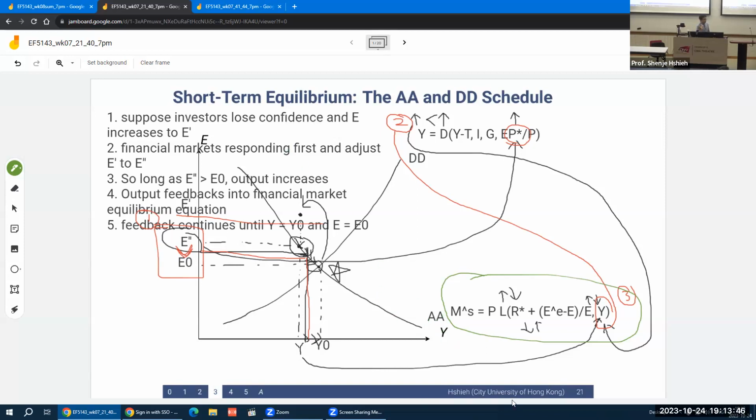We're using the AA schedule and the DD schedule in this fashion because we want to understand the relationship between E and Y. This is what we're plotting against. We want to know how E can affect output. And this is important because governments in developing economies care about how they can influence the total output of an economy through exchange rate strategy, essentially. And that's what we're trying to do today.